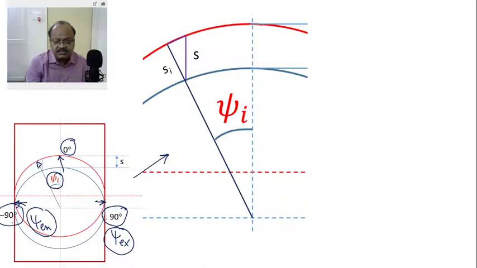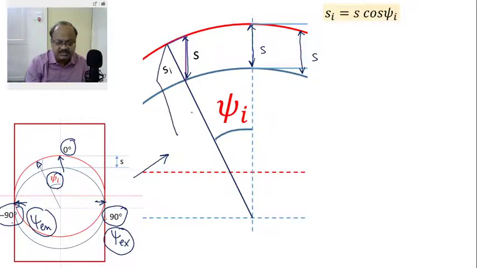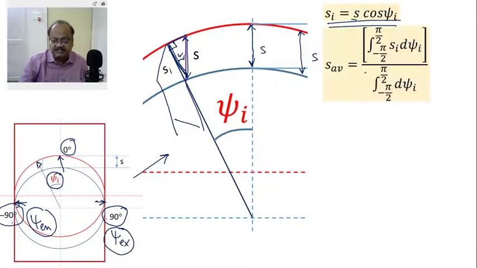So what is this? This is feed. Anywhere you draw, this feed is not changing. However, this is not the material which is being removed. The material which is being removed by the cutter, if this is the insert, is this instantaneous feed. So instantaneous feed can be given as S cos psi I, where this is your psi I. If I assume that this is 90 degree, then this is cos psi I. That is the instantaneous feed.